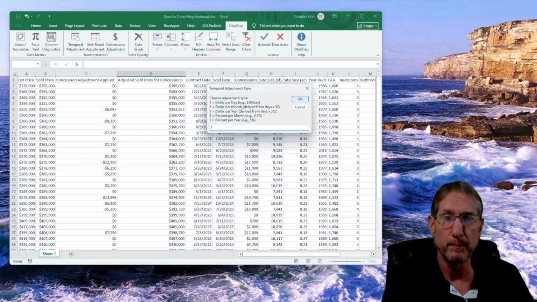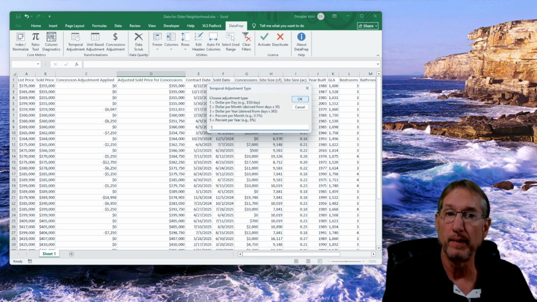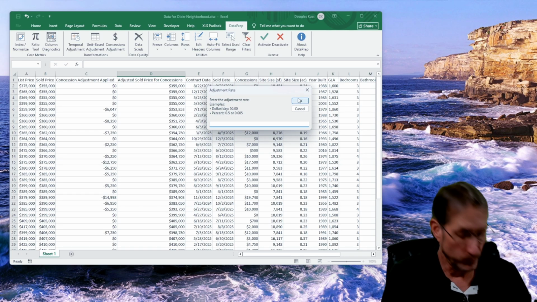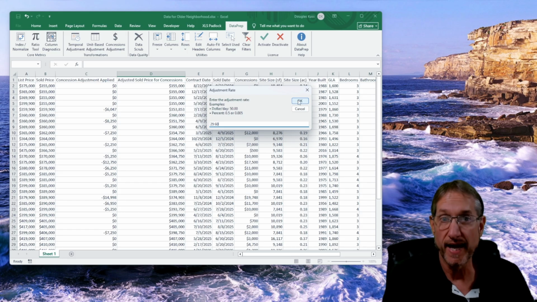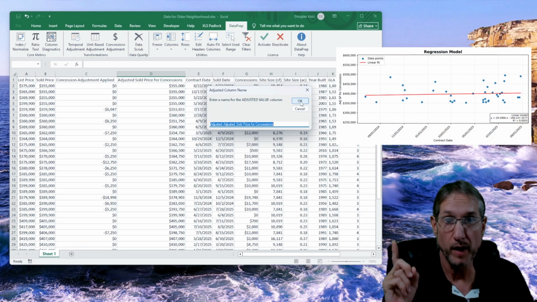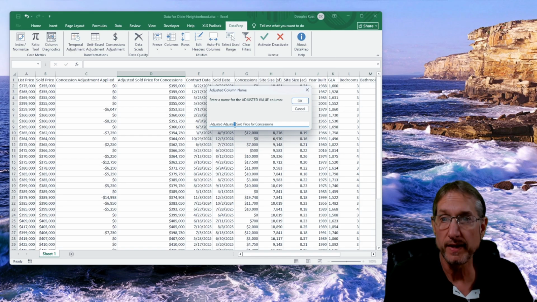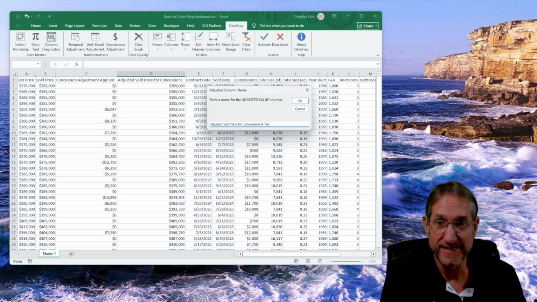Now here I'm going to apply a dollar per day adjustment. For this neighborhood, we had derived that from the market data, so it's not an assumption. The rate at which we did was $29.60 a day. This is coming directly from the regression we had already walked through in the last episode. Now, I'm going to name this column the adjusted sale price for concessions and time.